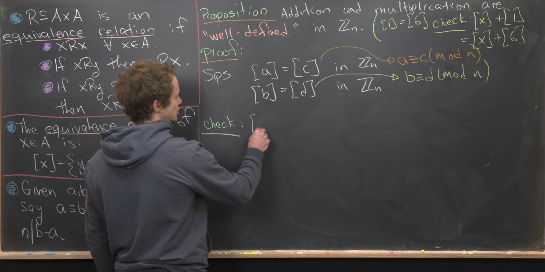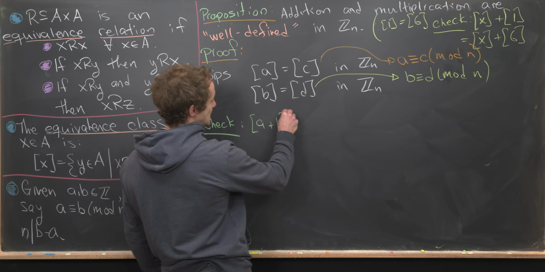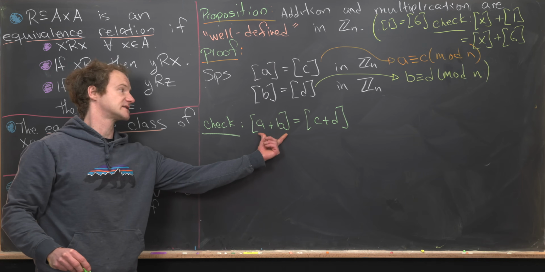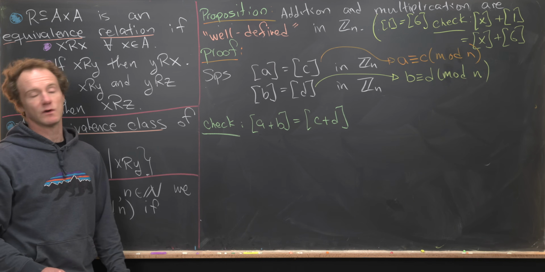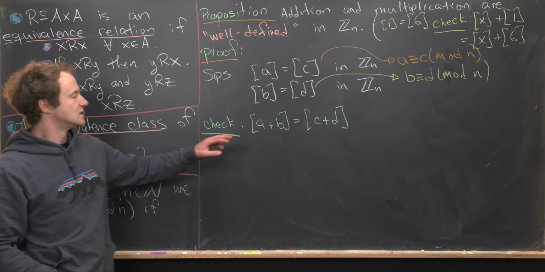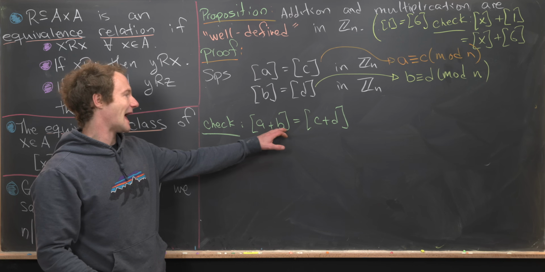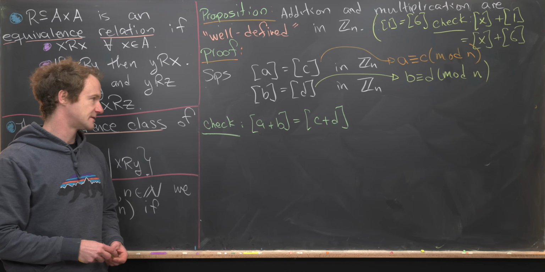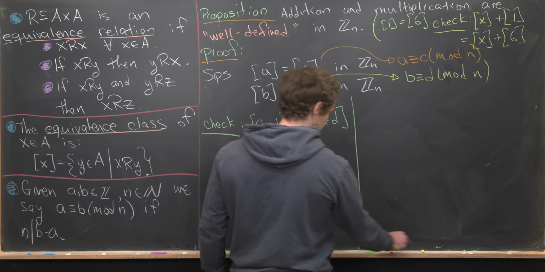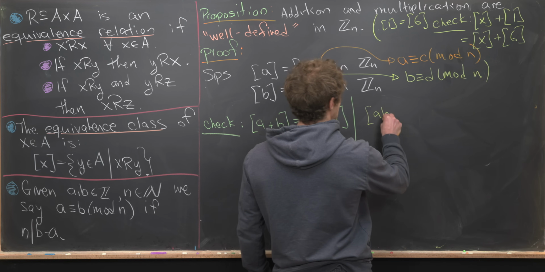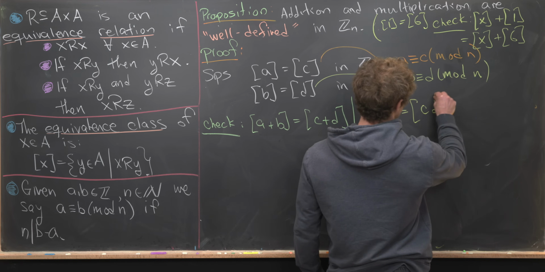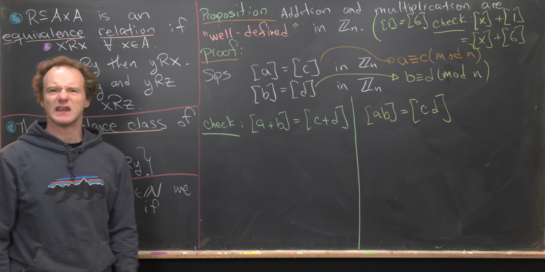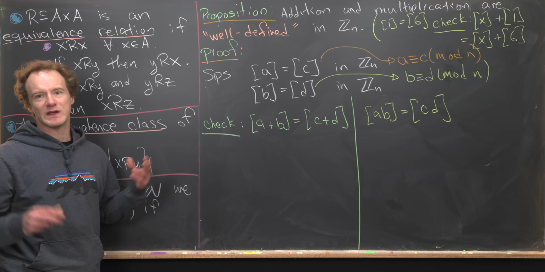So first off, we want to check that the equivalence class of A plus B is the same thing as the equivalence class of C plus D. In other words, we can add using any of the equivalence class representatives and we get the same object. And then the second thing that we would want to check is that the equivalence class of A times B is equal to the equivalence class of C times D. So we can multiply with any equivalence class representative we want, and we get the same thing.